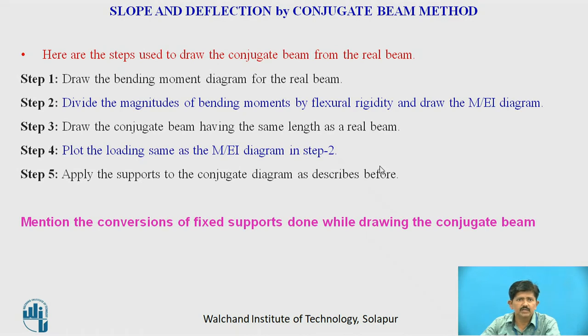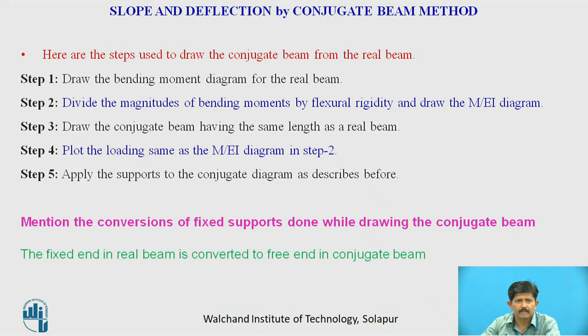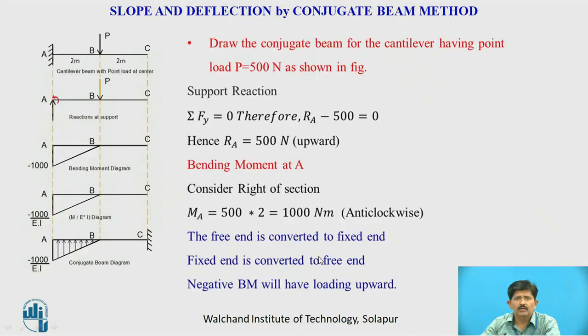Now, mention the conversion of fixed support done while drawing the conjugate beam. Here pause the video and try to write the answer on a paper. The fixed end in the real beam is converted to a free end in the conjugate beam. Now, let us try to draw a conjugate beam.